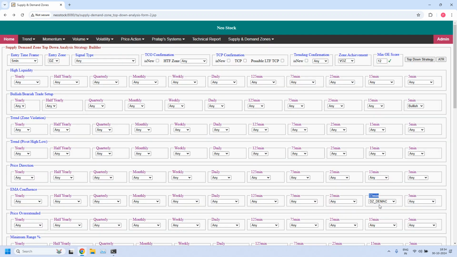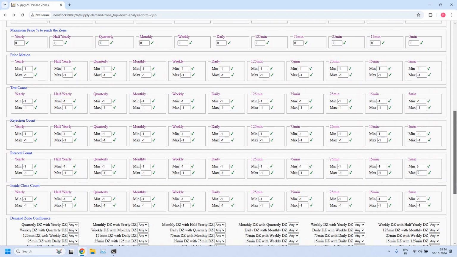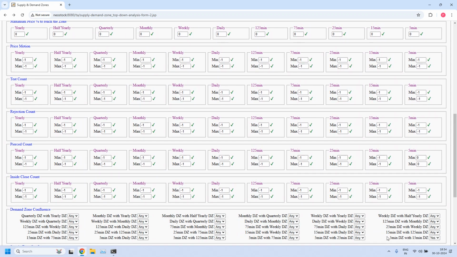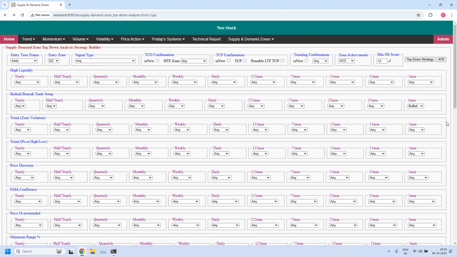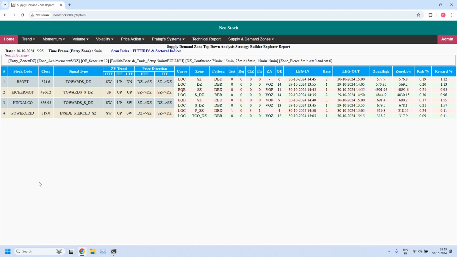Okay, next let's look for LTF, ITF, HTF confluence. Remove the EMA filter. In the demand zone confluence, 5 minutes with 15 minutes demand zone is already enabled. Next, 5 minutes demand zone with 75 minutes demand zone confluence. 15 minutes demand zone with 75 minutes demand zone confluence. Filters are enabled. With these 3 filters, LTF, ITF, HTF demand zone confluence, we got 4 stocks.